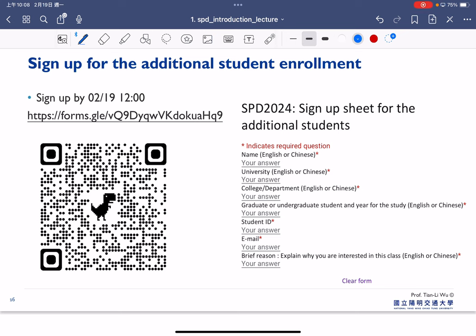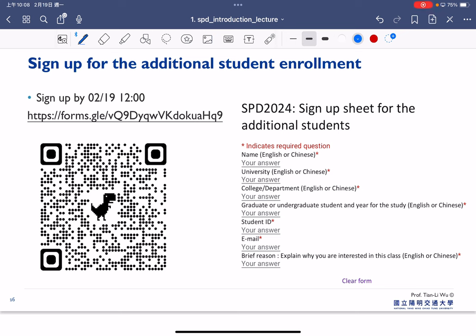So you have to sign up for the additional student enrollment by noon today. Fill in some basic information, your name, whether you are an undergraduate student or a student who is not from NYCU. And also explain your reason, just let me understand why you are interested in this class, why this class is important for you. And in the end, I will make the announcement.